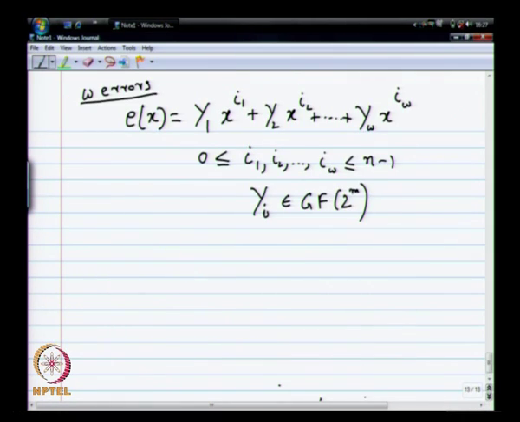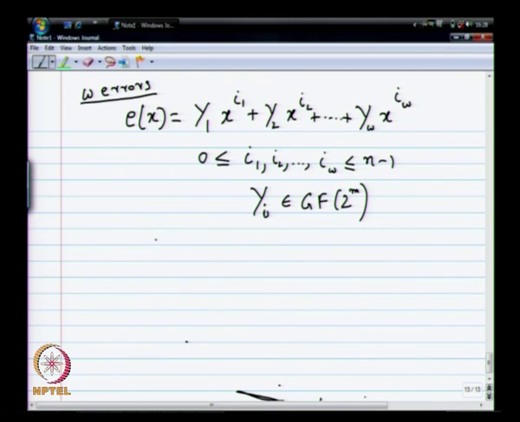Okay, so if you assume you're looking for w errors, then the error polynomial E of x can be written in this form. Coefficients y1 through yw, and exponents i1 through iw, and you have y1 x power i1 plus y2 x power i2, and so on. So once again, we will do a similar substitution to before. Let me write down the equation in terms of E of alpha, etc., and then we'll do the substitution.